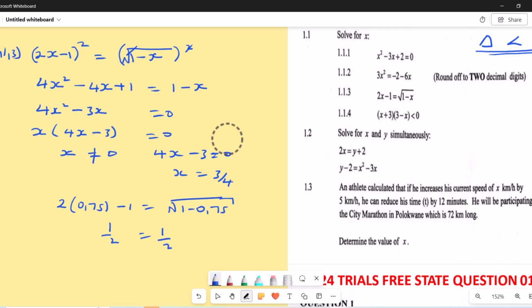Next question here is another inequality, 1.1.4. Okay, let's check it out here.